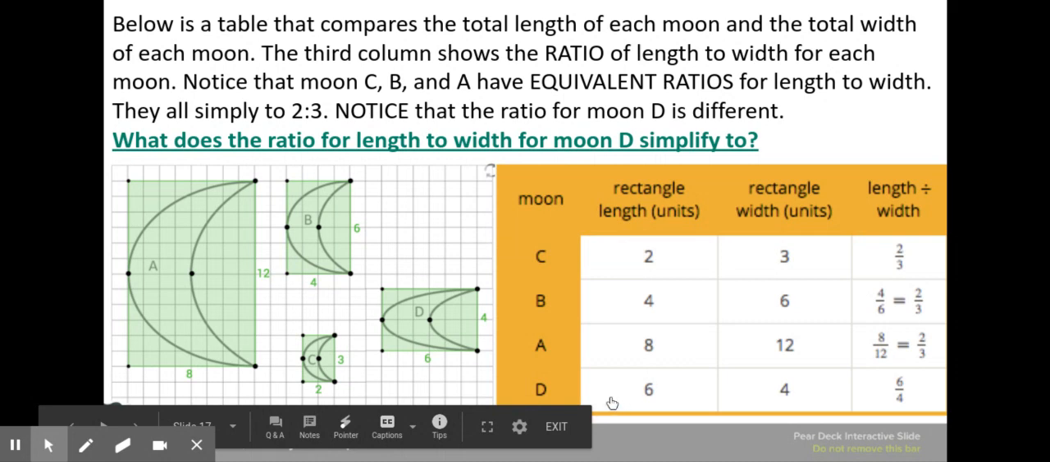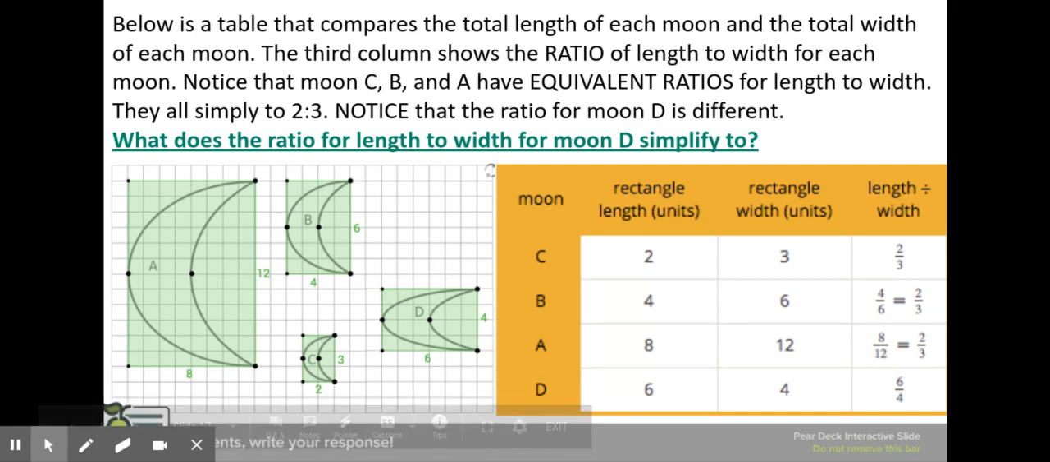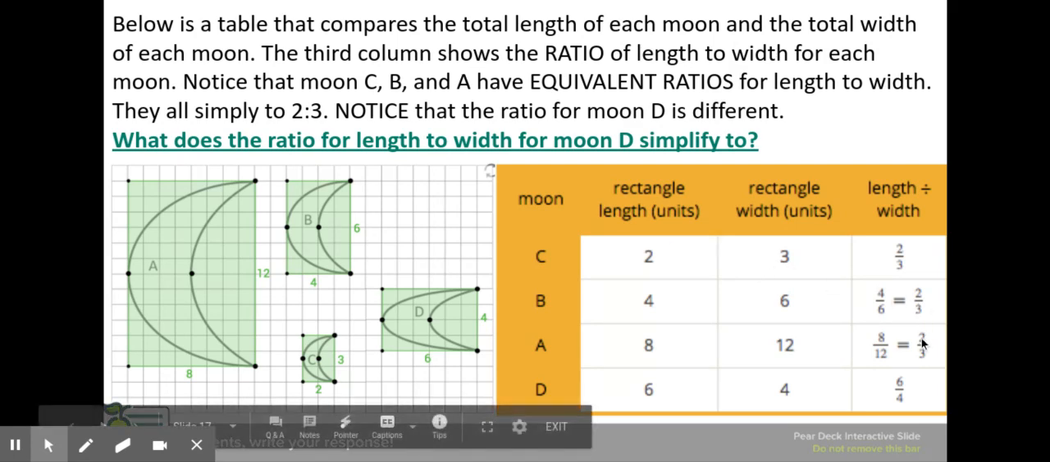Even though it's 4 over 6, it simplifies to 2 over 3. However, for Moon D, 6 over 4, right? So they count the length, put it over the width, 6 over 4. That doesn't look like 2 over 3. What ratio is 6 over 4 when you simplify that? When you simplify 6 over 4, you can divide the top and bottom by 2. We get 3 over 2. And 3 over 2 is not the same ratio or same fraction as 2 over 3.